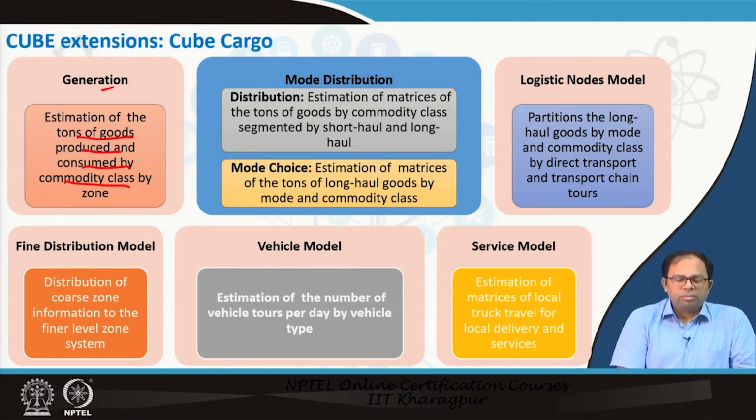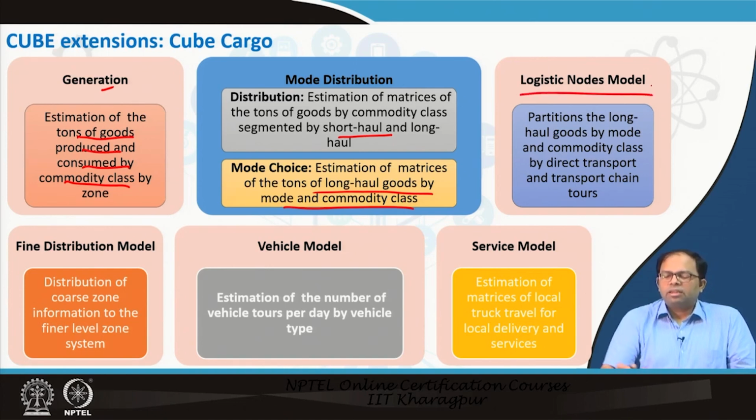Then we do mode distribution, where we estimate matrices of tons of goods by commodity class segmented by short haul and long haul. So we do OD matrices. Some are short distance and some are long distance. Now why short and long? Because different logistics models apply for short and for long hauls, meaning when the length of the trip is longer, mode choice also will vary accordingly. So we estimate matrices of tons of long haul goods by mode and commodity class. Once we have different commodity classes going for longer distances, what sort of mode choices will happen?